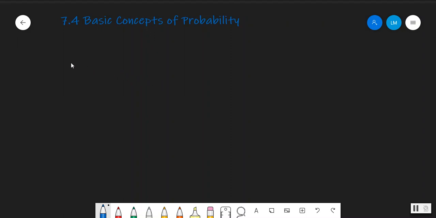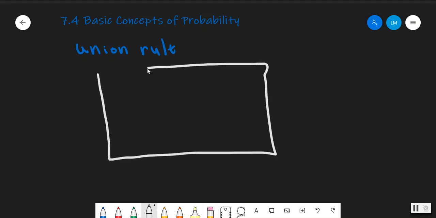Hello, so we're going to talk a little bit about some basic concepts of probability. One of the basic concepts is what is called the union rule. Now, the union rule can be visualized by using a Venn diagram.